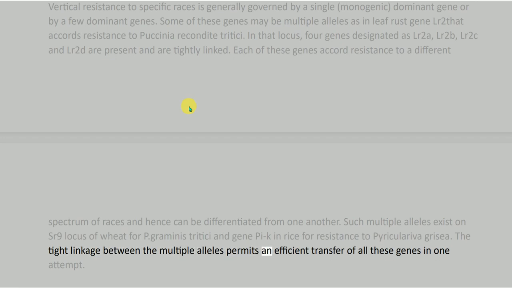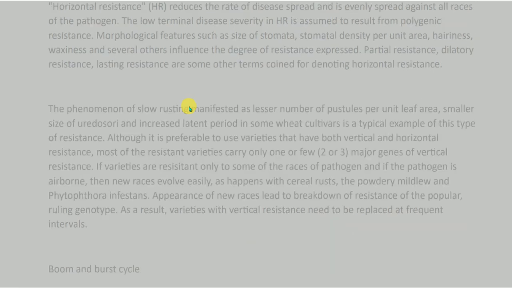Horizontal resistance, HR, reduces the rate of disease spread and is evenly spread against all races of the pathogen. The low terminal disease severity in HR is assumed to result from polygenic resistance. Morphological features such as size of stomata, stomatal density per unit area, hairiness, waxiness and several others influence the degree of resistance expressed. Partial resistance, dilatory resistance and lasting resistance are some other terms coined for denoting horizontal resistance. The phenomenon of slow rusting, manifested as a lesser number of pustules per unit leaf area, smaller size of uredosori and increased latent period in some wheat cultivars, is a typical example of this type of resistance. Although it is preferable to use varieties that have both vertical and horizontal resistance, most of the resistant varieties carry only one or a few, 2 or 3, major genes of vertical resistance.